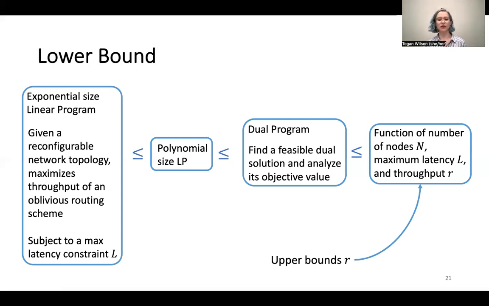From there, we use some algebra and combinatorics to modify this upper bound on throughput into a lower bound on maximum latency. And for the purposes of time, I'll be starting us just at this dual program and just covering this last step here between these two. So finding a feasible dual solution and bounding it above by some function.